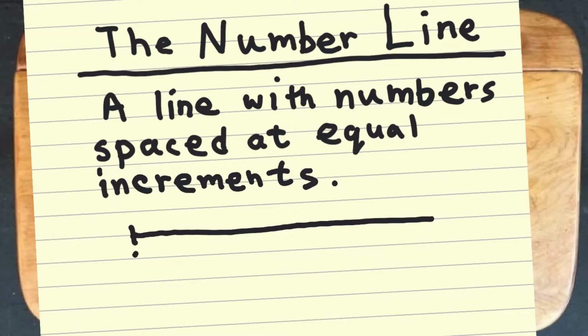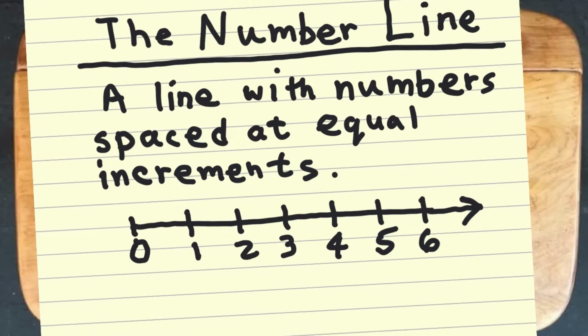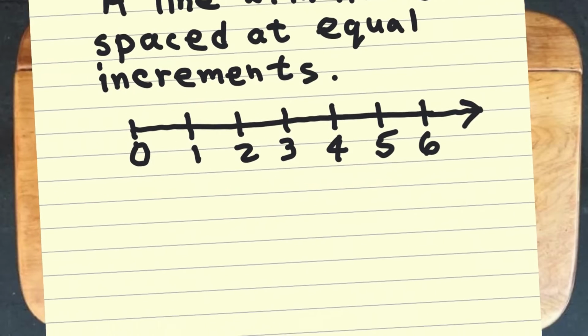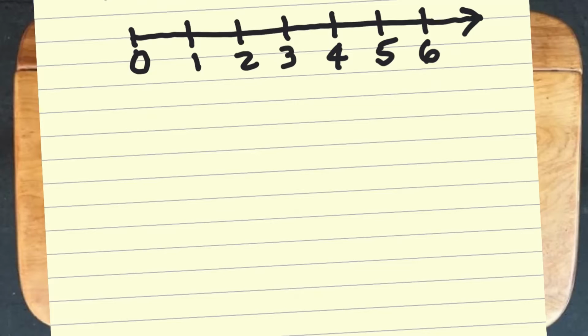This line begins with 0, and it has equal increments of 1. So it goes 1, 2, 3, 4, 5, 6. And notice there's an arrow at the end of this number line. That indicates that the line goes on and on and on forever. And that's how it works.